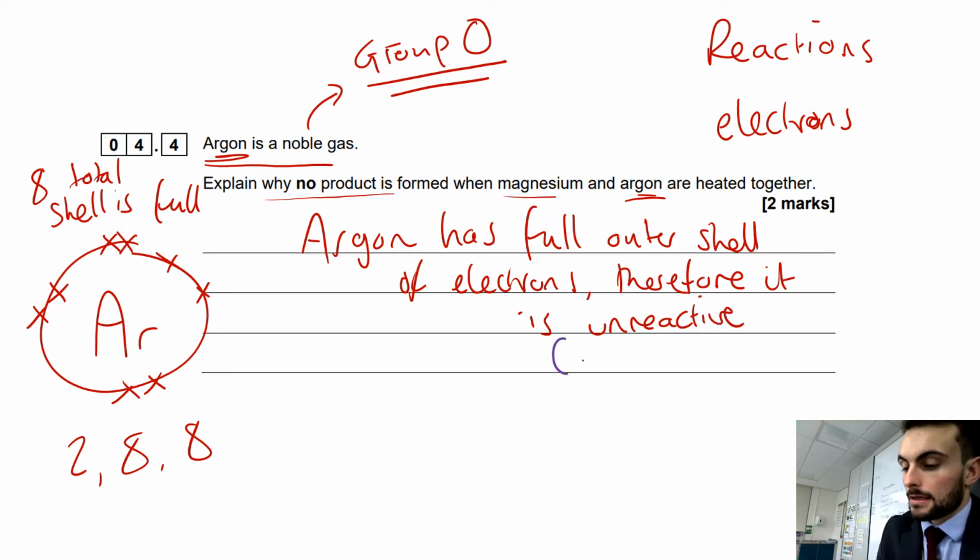There's a keyword that means that. The word is inert. Argon is inert. It's got a full shell. It doesn't need to gain or lose any electrons. It's already stable as it is. So it won't react.